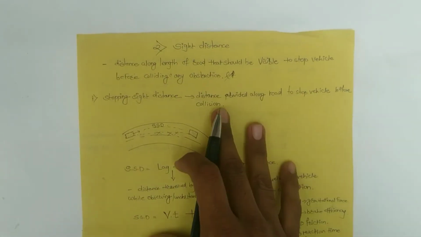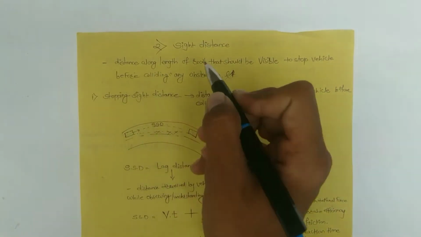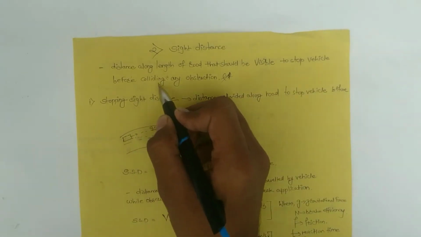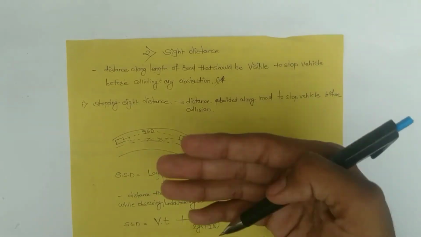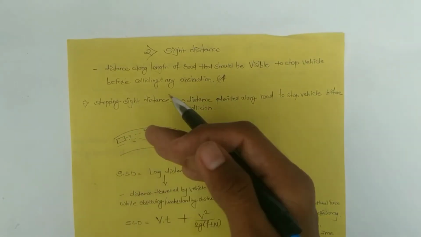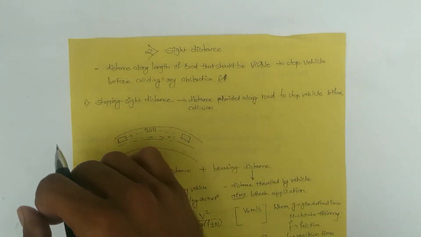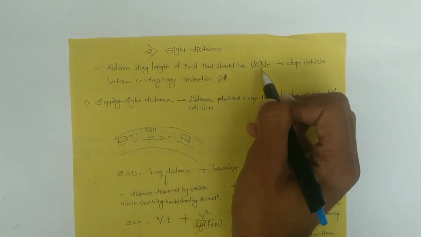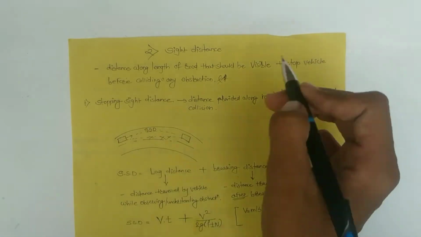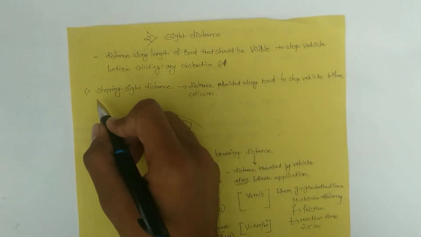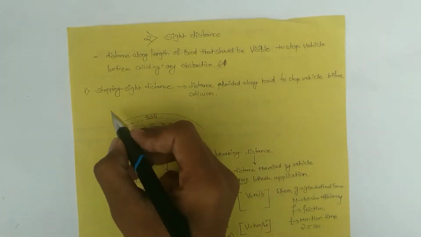First, sight distance. What do you mean by sight distance? Sight distance is nothing but the distance along the length of the road that should be visible to stop the vehicle before colliding with any obstruction. Depending upon different purposes, there are different sight distances, but this should be the basic definition of sight distance: the distance along the length of the road that should be visible to stop the vehicle. Then the first sight distance in the geometric design is the stopping sight distance.